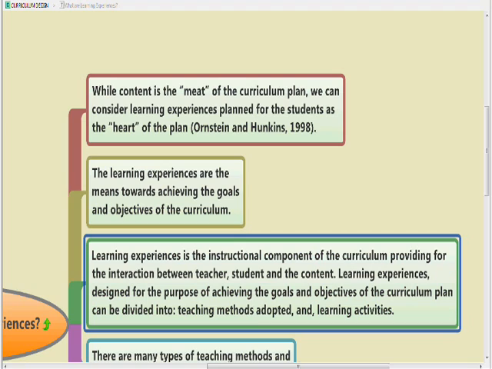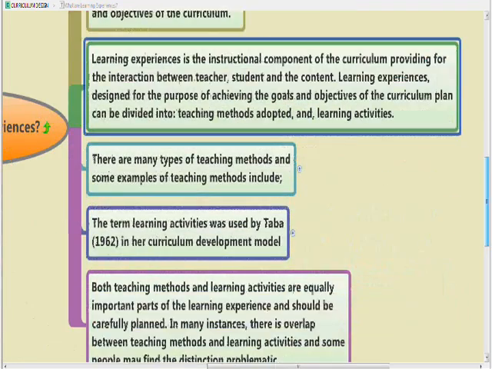Learning experience is the instructional component of the curriculum, providing for instruction between teacher, student, and content. So the learning experience is where you form this triangle to link teacher, student, and content. Learning experience designed for the purpose of achieving the goals and objectives of the curriculum plan can be divided into teaching methods adopted, and learning activities. These are just paraphrasing the same idea.